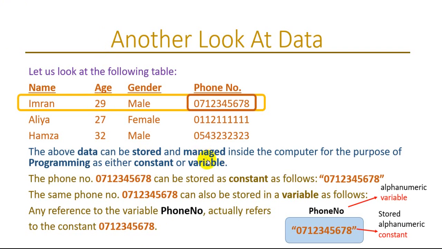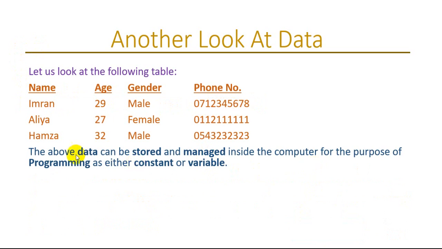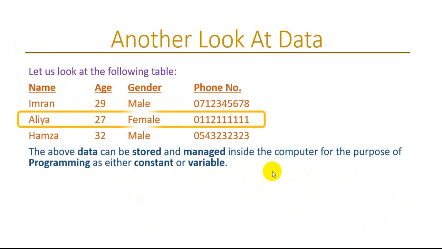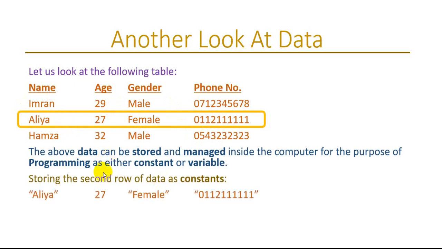If you are keeping it as constant, I have shown you how each of these is stored as constant, and I have shown you how each of these is stored as variable as well. Okay, you've already seen that. Now what I'm going to do is, we already stored this first line, Imran 29. Now let's say I want to store this set, this set also the same way. If you want to store that as constant, I will just use a single line and show you. See, that's how you will be storing.